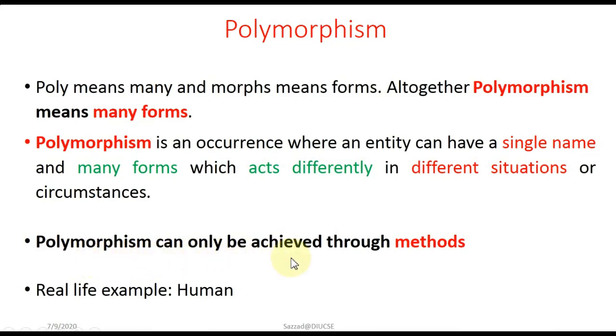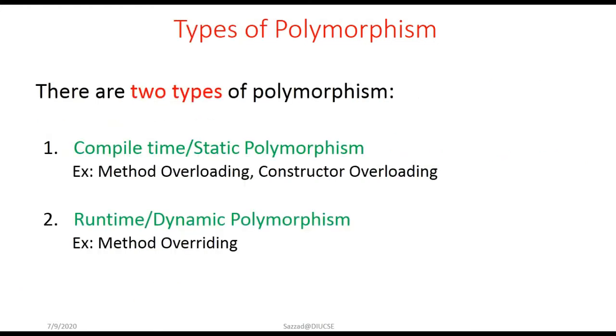Polymorphism can only be achieved through methods. When we implement polymorphism in Java, we can only implement it with the help of methods. A real life example is a human. Human is a single name, but when a human is in a market, the human acts like a customer. When a human is in a classroom, the human acts like a student. So a single entity performs different roles in different places. That is what polymorphism is.